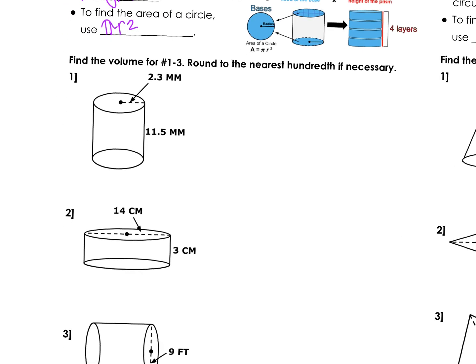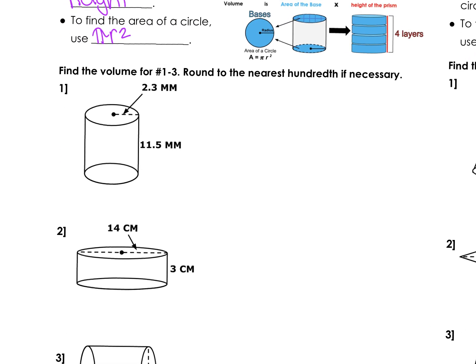So here is our first one. Okay, obviously I have a cylinder and my bases. I know that this is my base because it's circular, so I'm going to always identify my base. And then my height connects the bases, so that's going to be my height. What I typically do is jot this down to the side. I'm going to identify my height, which is 11.5. And I need my radius, so my radius is 2.3.